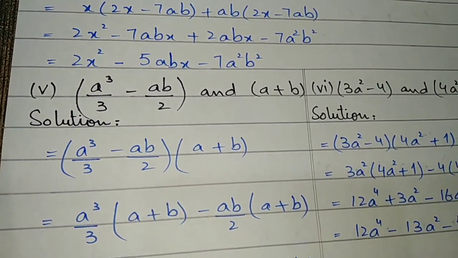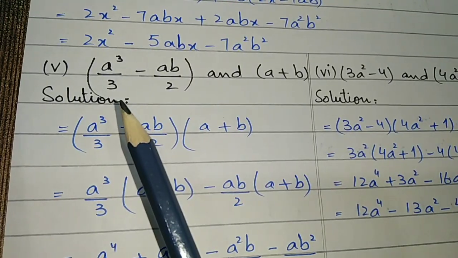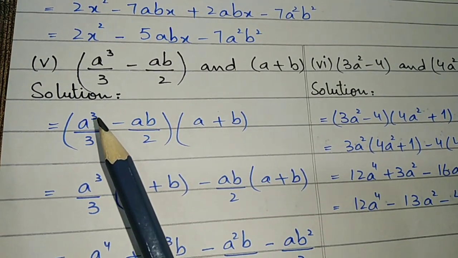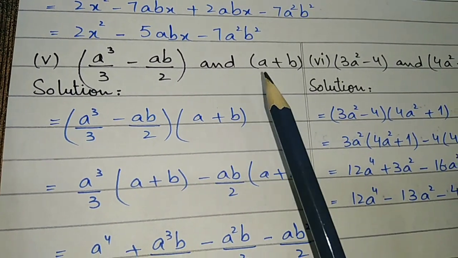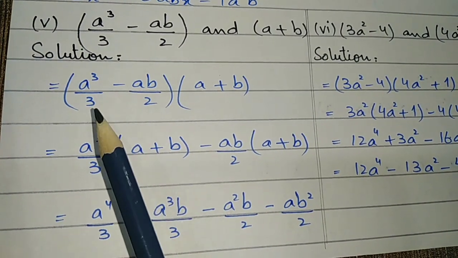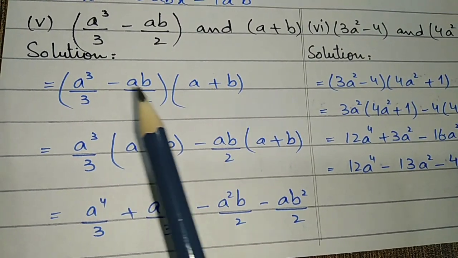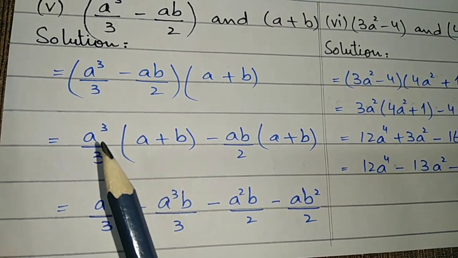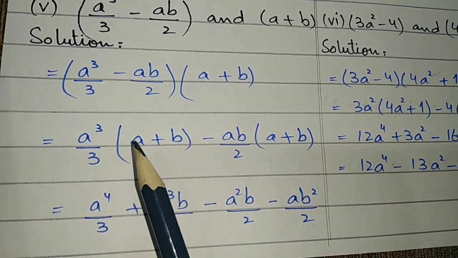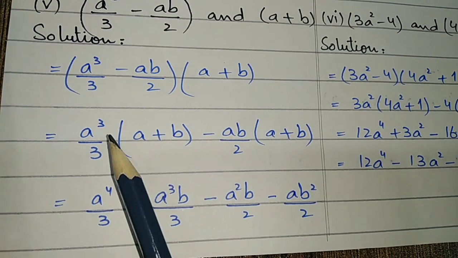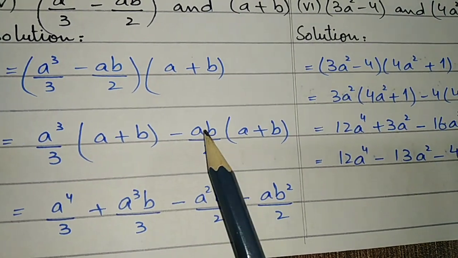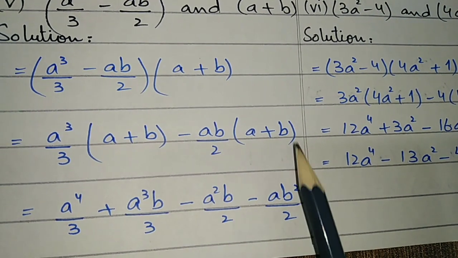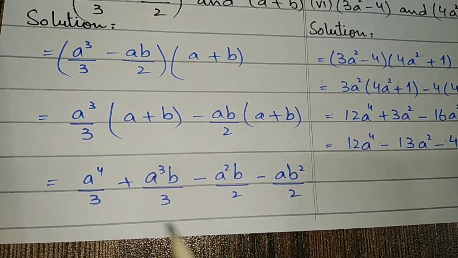The next part is part number 5, a cube over 3 minus ab over 2 and a plus b. So we have to write like this, a cube over 3 minus ab over 2 times a plus b. Now a cube over 3 is going to be multiplied with a plus b, and negative ab over 2 is going to be multiplied with a plus b. So after the multiplication, we get a cube into a, that is a power 4 over 3, plus a cube b over 3, minus a square b over 2, minus a b square over 2. This is the answer because there are no like terms.